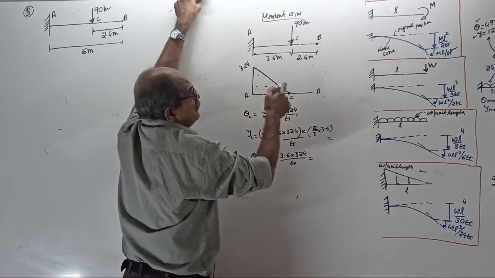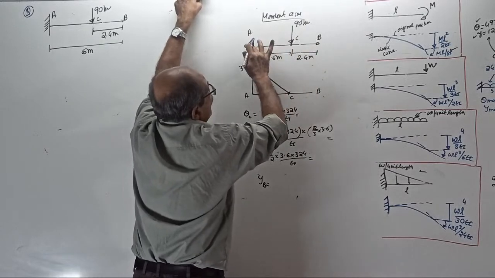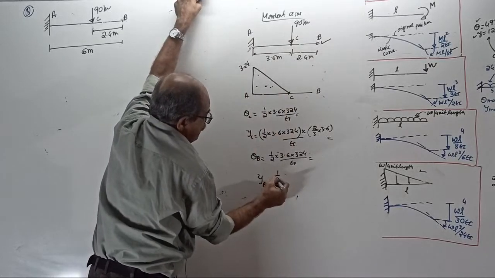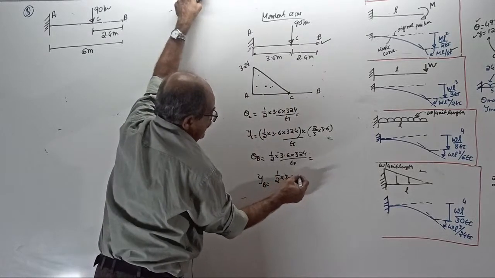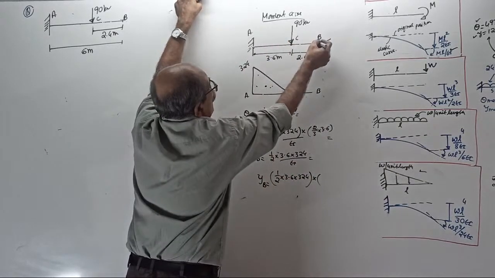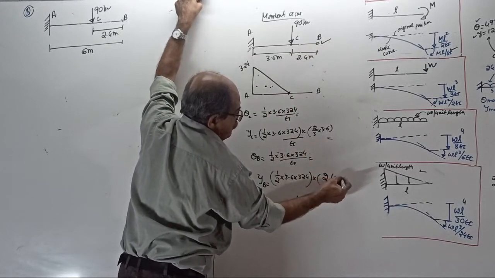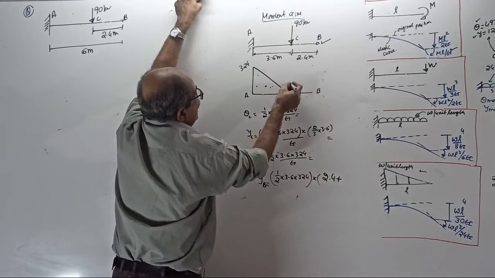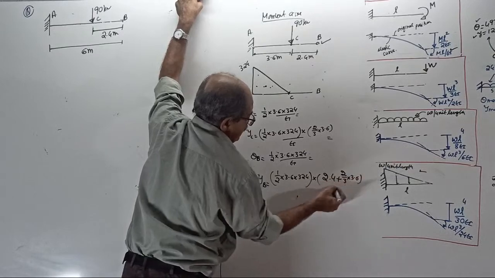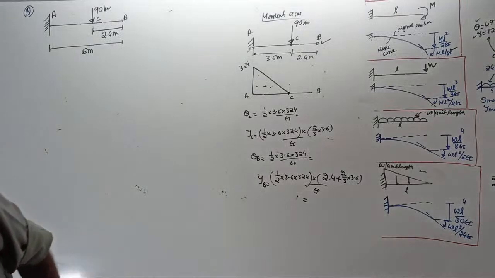Moment of the area of the BM by EI diagram between B and A, from here to here, about B. But area is only here. Half into 3.6 into 324 is the area, into moment about B, which means 2.4 extra plus another from here to here, 2/3 of 3.6 by EI. You get the answer. Okay, this is moment area method.